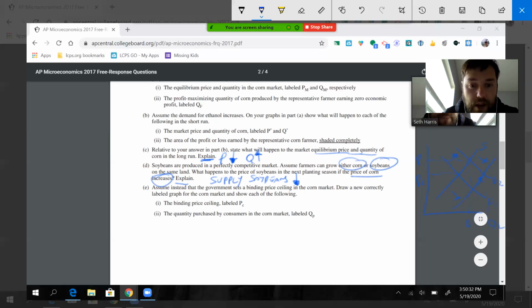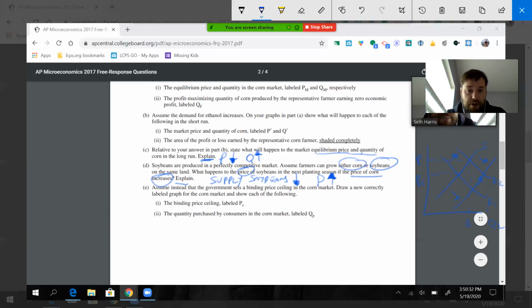Okay, so they're interested in what happens to the price. Well, if you were to sketch out a quick graph, a supply of anything shifts left, right? Supply decrease. The price of that good is going to increase. So that's sort of a two-sentence explanation: the price increased, and the reason is because the supply of soybeans is going to decrease because farmers are shifting away from soybeans and towards corn.